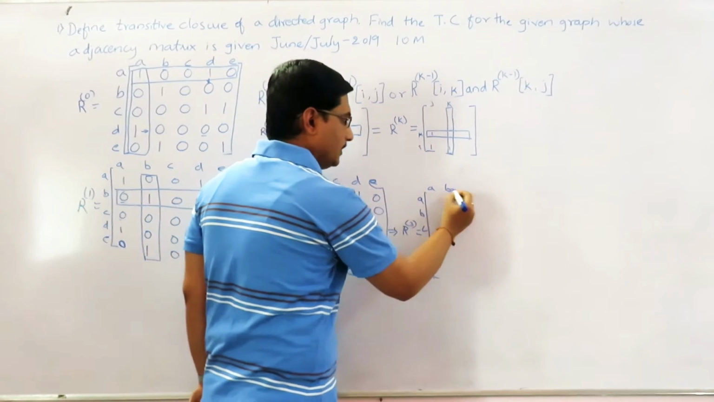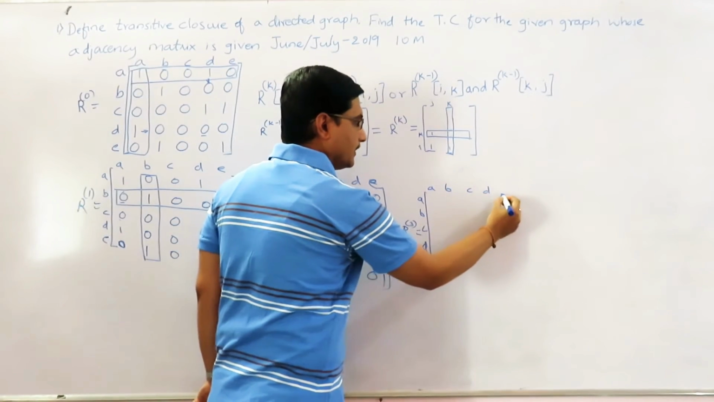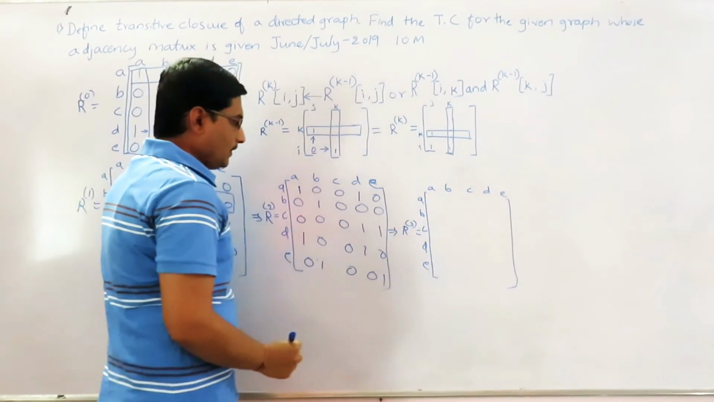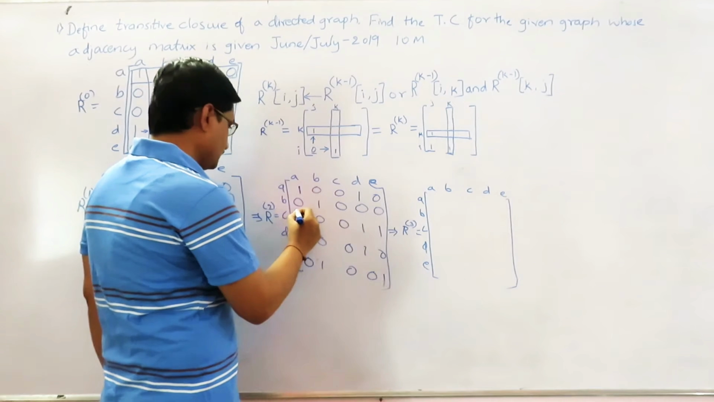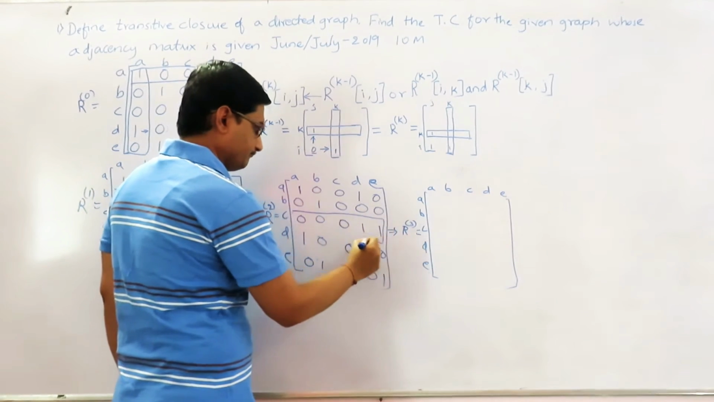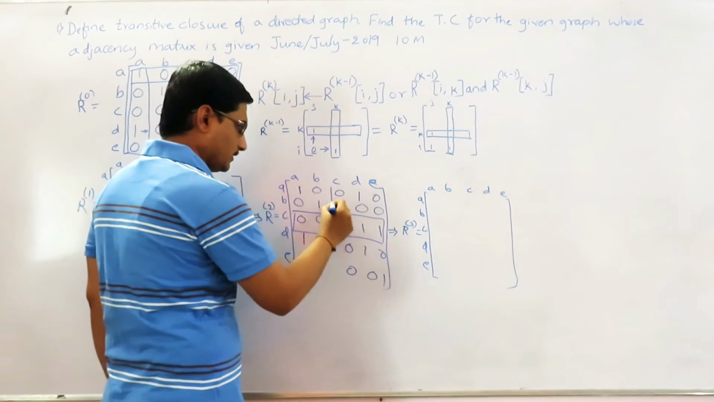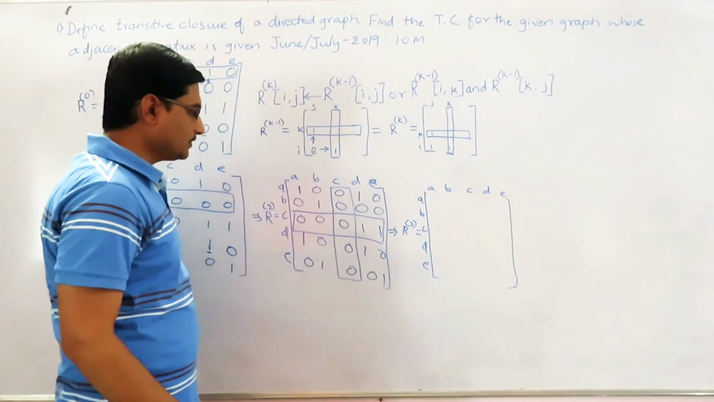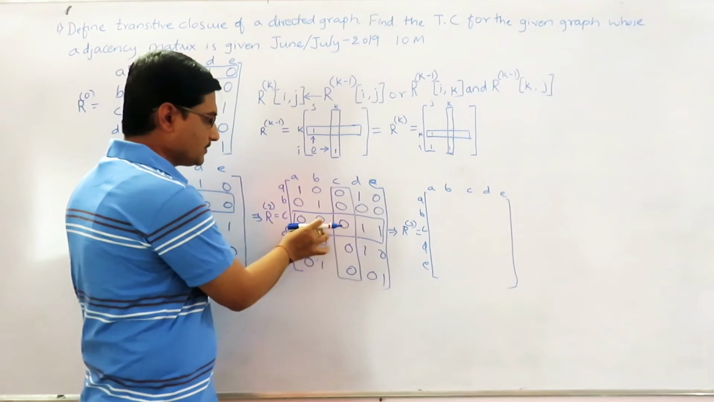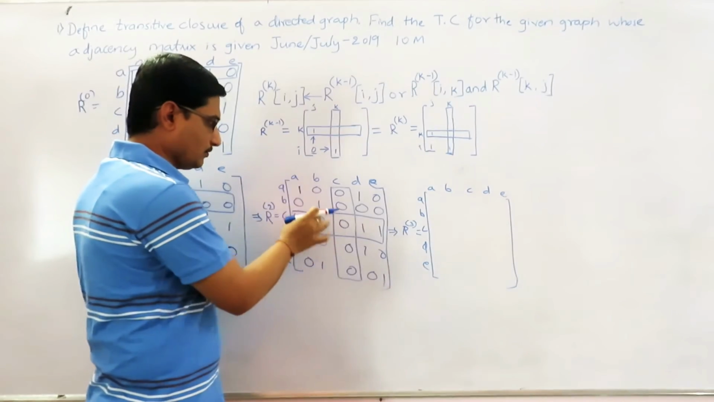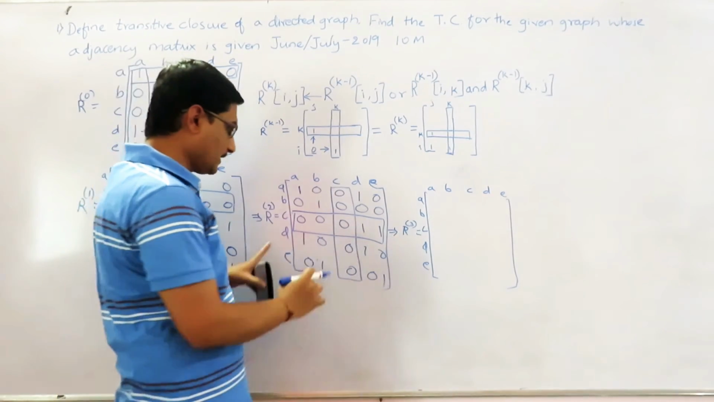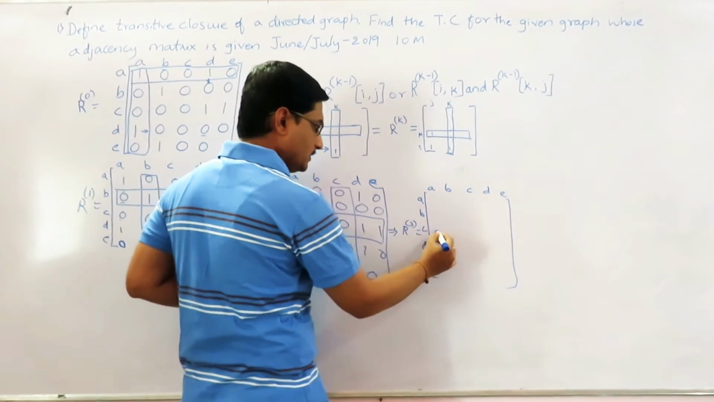A, B, C, D, E. So we need to consider third row and third column. See that these two are 0, these two are 0. So there are no chances that this part of the matrix is going to change. Let us write the third column and third row first.